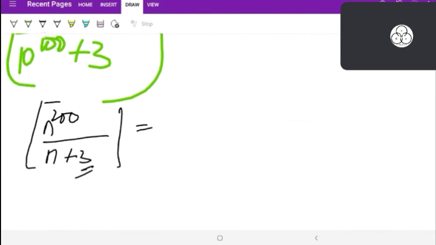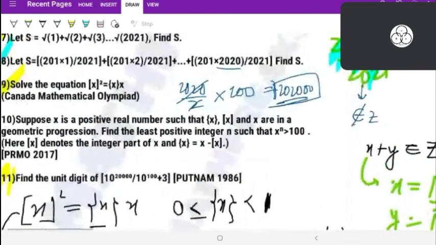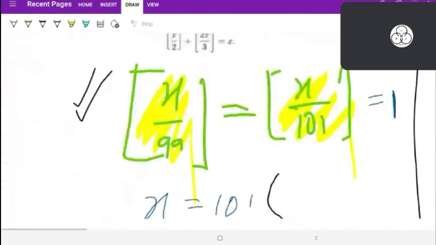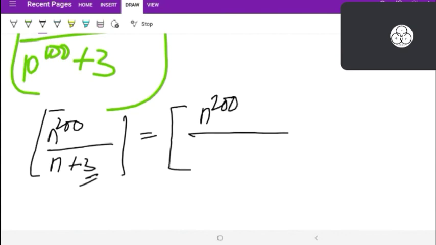Just a minute. I'm too confused about this question. Really, I'm confused. n plus 3, right? How would this be? n to the power 200 is neither odd, so that I can apply something for odd numbers. Let me just check. That's why it's a Putnam question. Okay, right. It needs to be beautiful, elegant, and difficult.